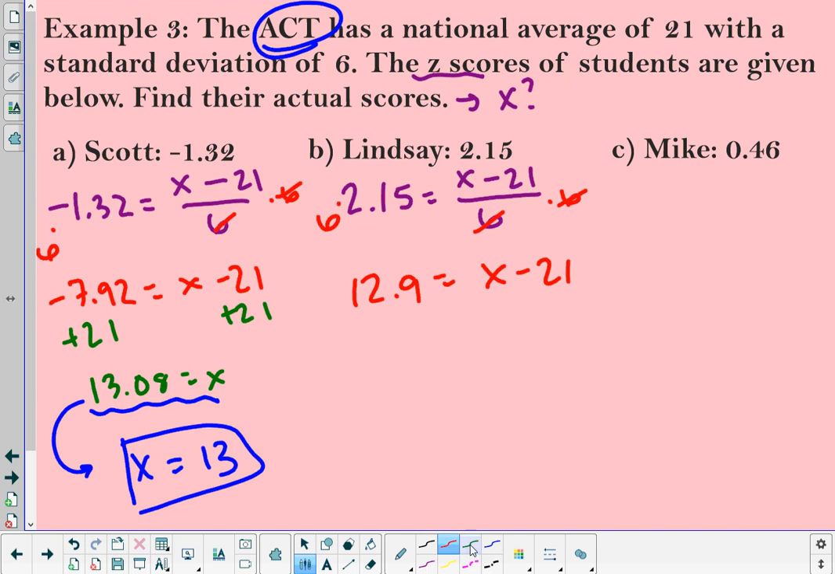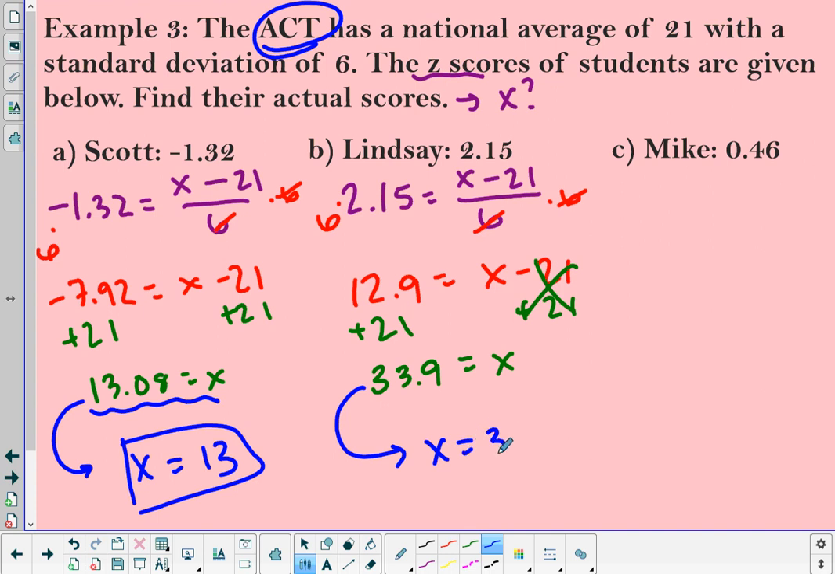And then I need to take the 21 and add it so that it goes over to the other side. That cancels that. 12.9 plus 21 is 33.9, which is equal to x. So again, I'm looking at whole number scores here because this is ACT, so that probably means that Lindsay's score was a 34. Go Lindsay. That's a really nice score for the ACT.